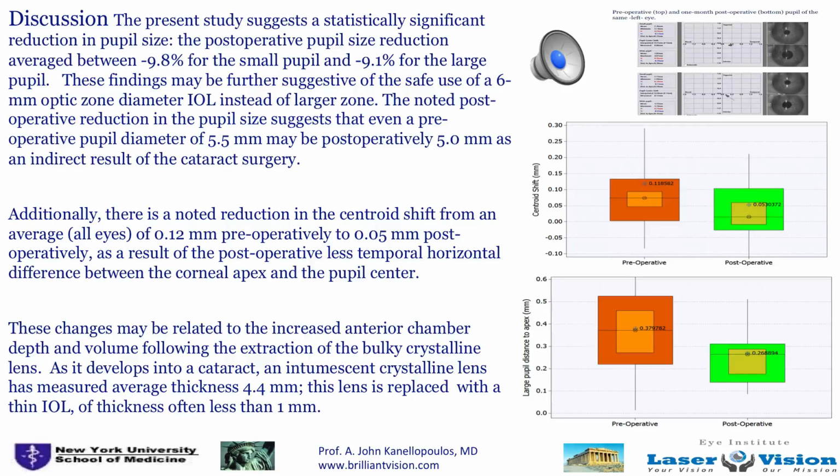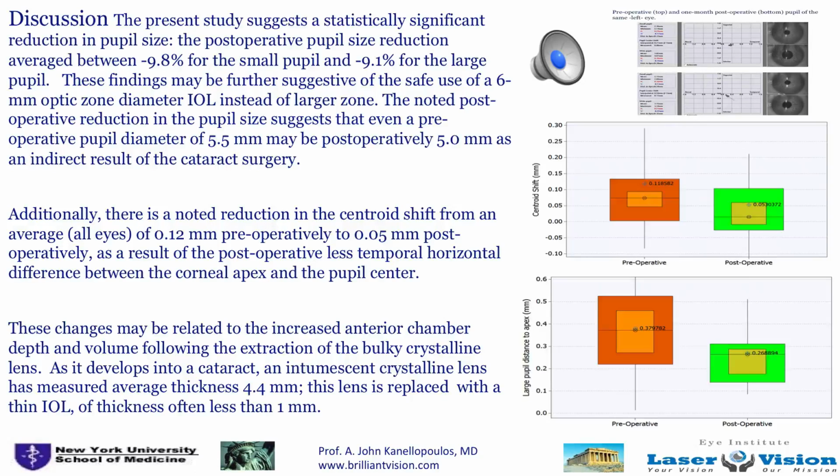So in discussion, the present study suggests a statistically significant reduction in pupil size. The postoperative pupil size reduction averaged, as mentioned before, about 10%, and small pupil about 10%. These findings may be further suggestive of the safe use of a 6mm optical zone diameter IOL instead of a larger zone as used to be performed mainly in the past. The noted postoperative reduction in pupil size suggests that even a preoperative pupil diameter of 5.5mm may be postoperatively 5mm as an indirect result of cataract surgery.